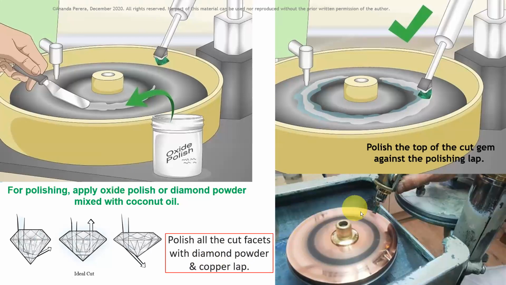Polish all the cut facets with diamond powder and copper lap. This is the polishing lap. It is a copper lap. This black area is the coconut oil with the diamond powder. So we are polishing it with the machine. Then we can finish it. After that, we have to polish the girdle, this line, also.